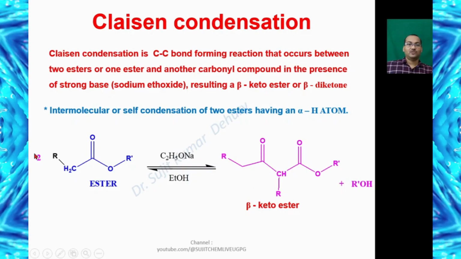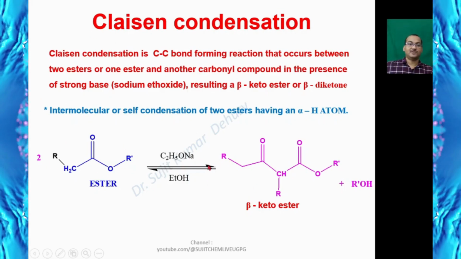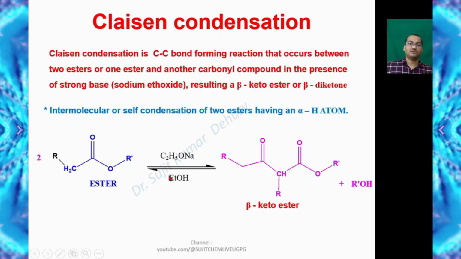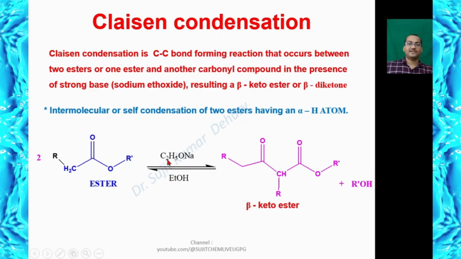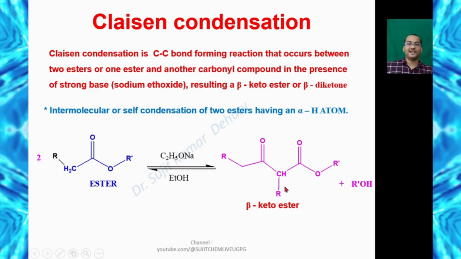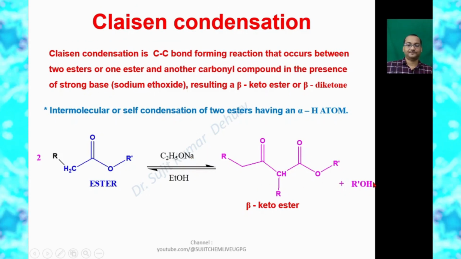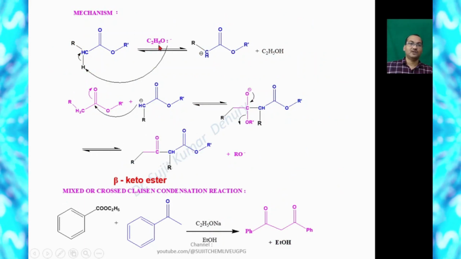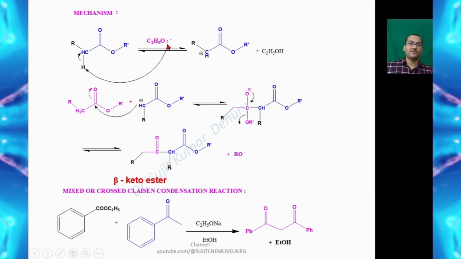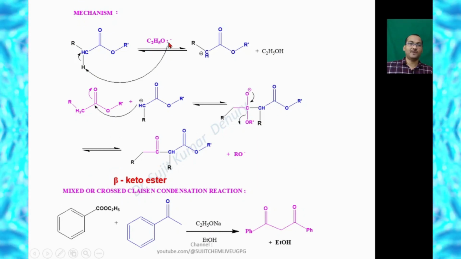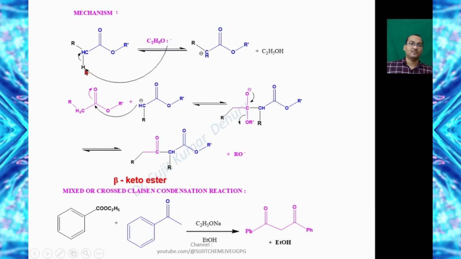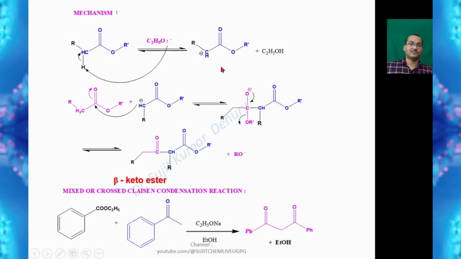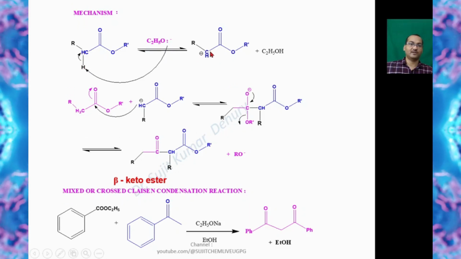So two equivalents of this ester can undergo condensation in the presence of the base C2H5O minus, giving rise to a beta keto ester plus alcohol. This is the mechanism. We have the base C2H5O minus. This C2H5O minus will take this proton from here, and this CH bond will break on this carbon. As a result, you generate a carbanion.